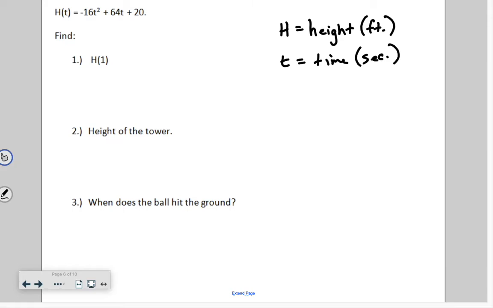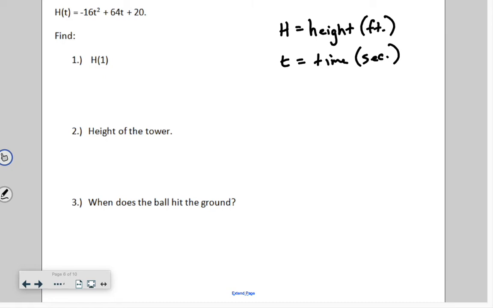Not how do I do it, but what am I asking you to do? Plug in 1 for h. So that's the math. Plug in 1. But the height of the ball after 1 second. I'm asking you, what's the height of the ball after 1 second? That's what h of 1 is representing.